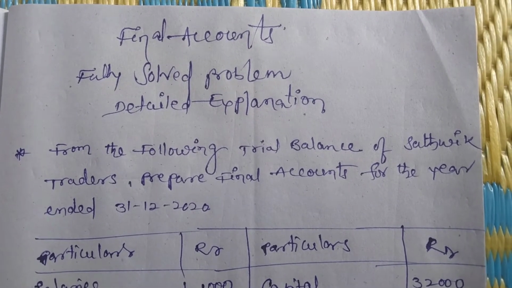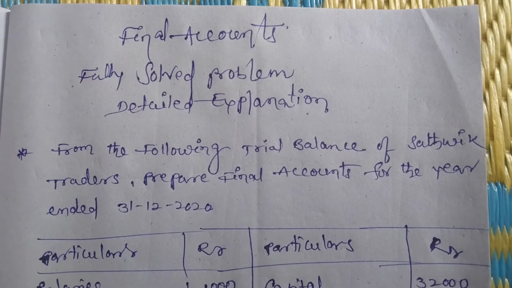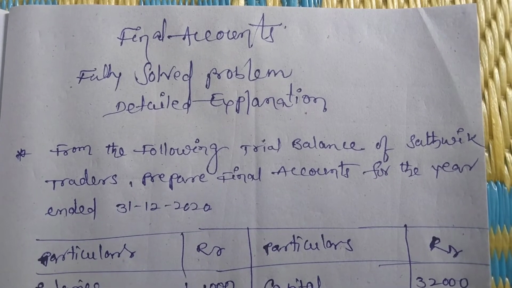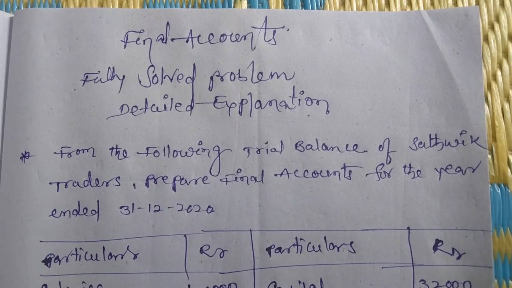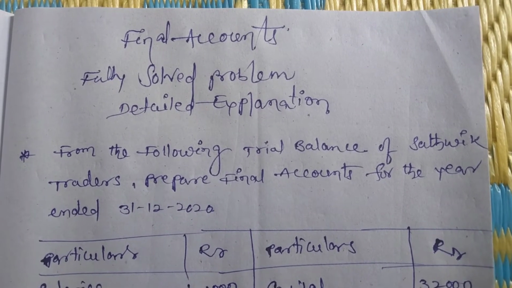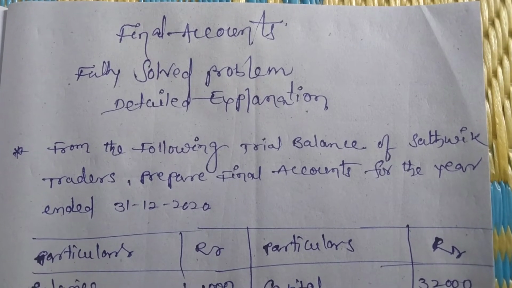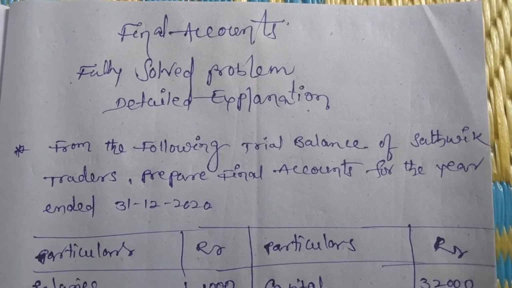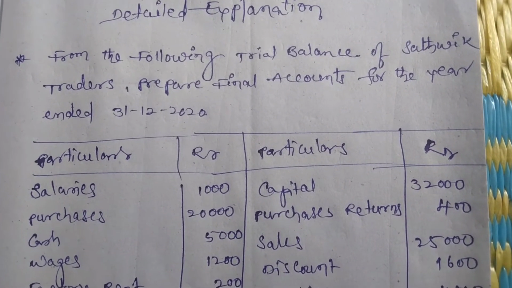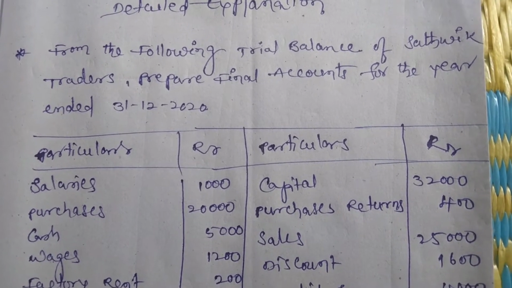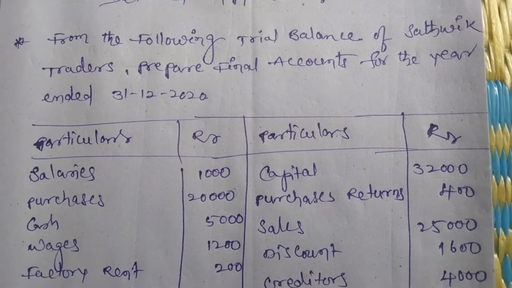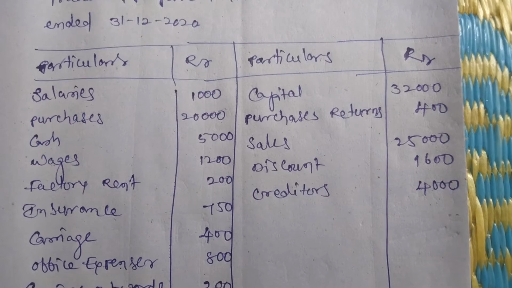In this video, we are going to present one important problem from the final accounts point of view, a fully solved problem with detailed explanation. For this purpose, take one example: from the following trial balance of Sattvic Traders, prepare final accounts for the year ended 31/12/2020. So this is the trial balance.